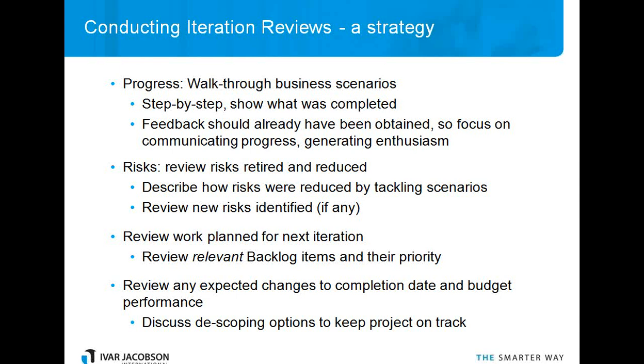And then review the work plan for the next iteration, which is only the backlog items that you're going to do in the next iteration in their priority. So not the whole list. You don't want to open up that to the whole discussion. And then if there are any expected changes to completion date and budget performance, you discuss how you could possibly descope either in the next iteration or subsequent ones to keep the project on track. Next slide, please.